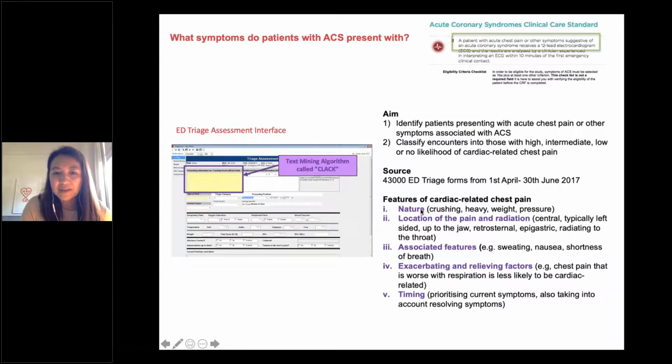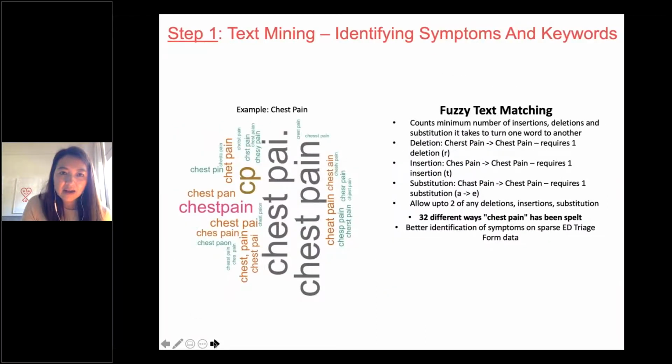The things that we had to take into account were the nature of the chest pain, the location, the radiation, associated features, exacerbating and relieving factors, and also the timing. These were the considerations that we took into account for our rule-based algorithms. The first step was to identify the symptoms and keywords. We used fuzzy text matching to identify potential words. As you would expect, there were a lot of typos in the medical notes in the triage form, and this word cloud shows the 32 different ways that chest pain is represented in our cohort.